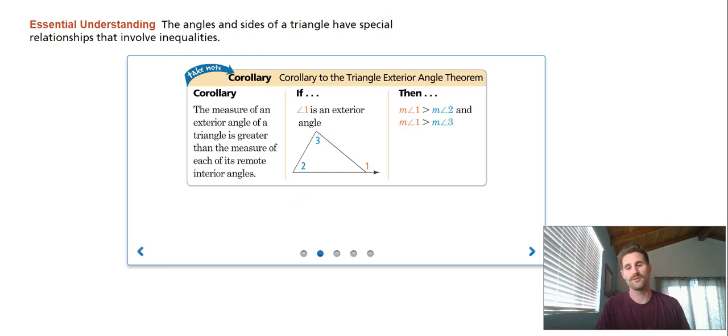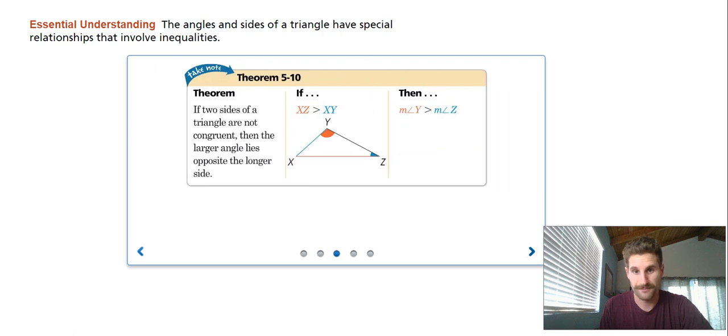Kind of a silly corollary, but we're going to go ahead and take a look at it. It's almost like common sense, so let's go ahead and move on. So make sure you write that one down. This one I think is really easy to explain. We'll still write this guy down.